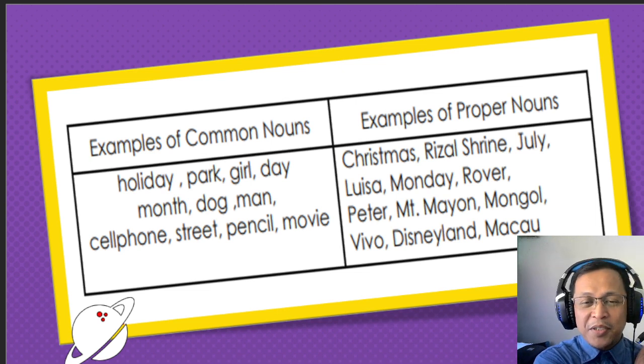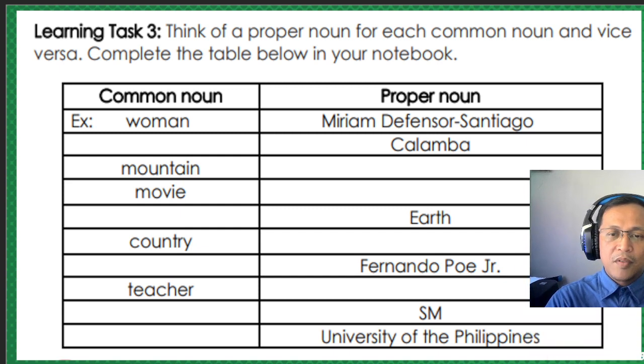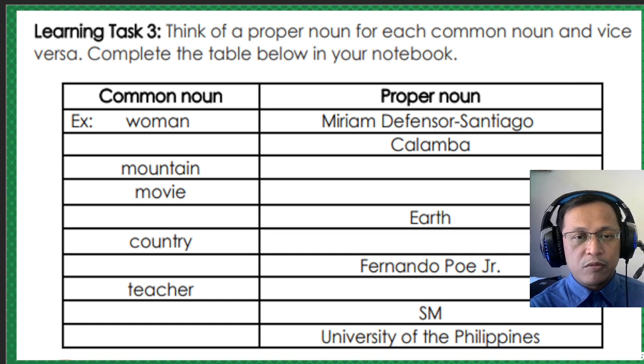Now, to test your knowledge of proper nouns and common nouns, I have this exercise for you to answer. Now answer this learning task number 3. For learning task number 3, you are going to fill out the missing information. The example given is, if we have the common noun woman, you are just going to supply the table with the proper noun of woman. The example given there is Miriam Defensor Santiago. Okay? Because Miriam Defensor Santiago is a woman.